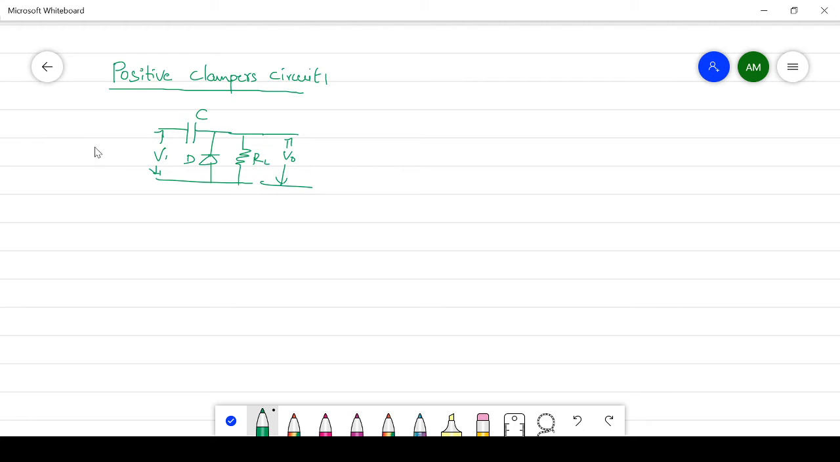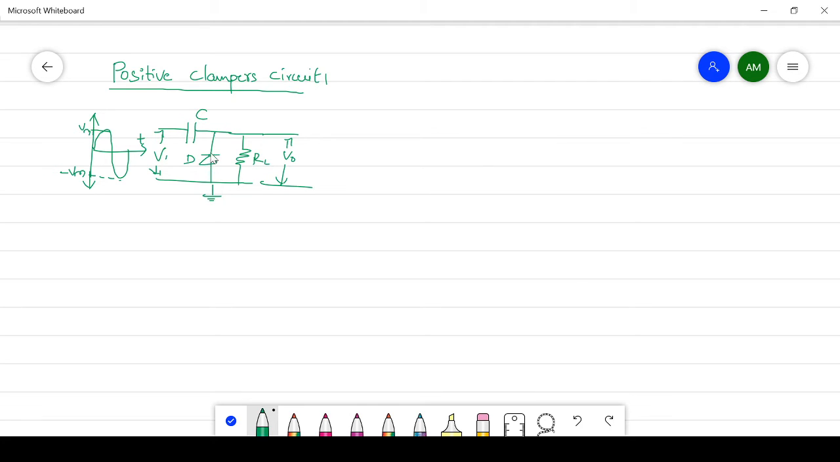What is the input signal of the clamper circuit? A sinusoidal signal. This is the positive peak voltage Vm and this one is the negative peak voltage minus Vm. In this circuit the diode direction is like this, and the diode anode terminal is connected to ground. So this is the positive clamper circuit.